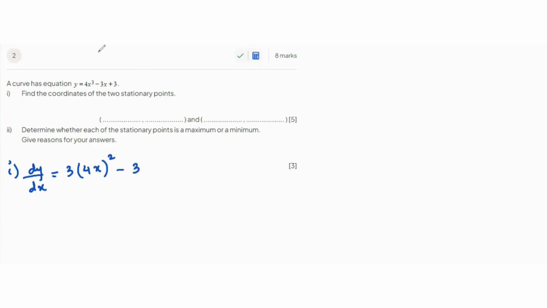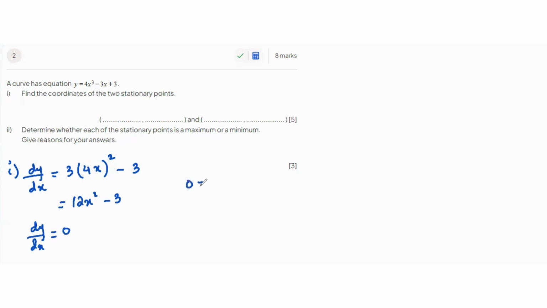As you know, when we differentiate an equation, we bring the coefficient down and multiply it with the term and then subtract 1 from the original power. So 3 comes down and we do 3 times 4, and 3 minus 1 is 2. So we have 12x squared minus 3. Stationary points always have a derivative of 0. Basically, the gradient is 0 at the stationary point.